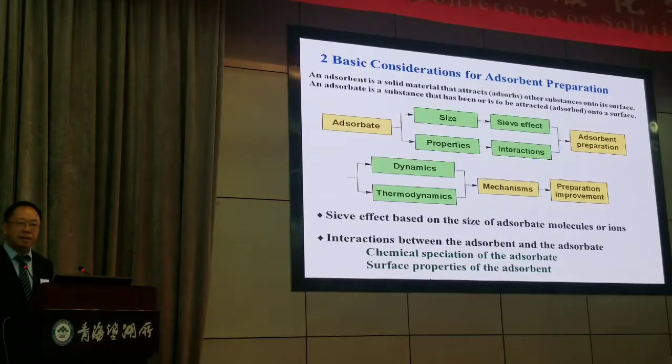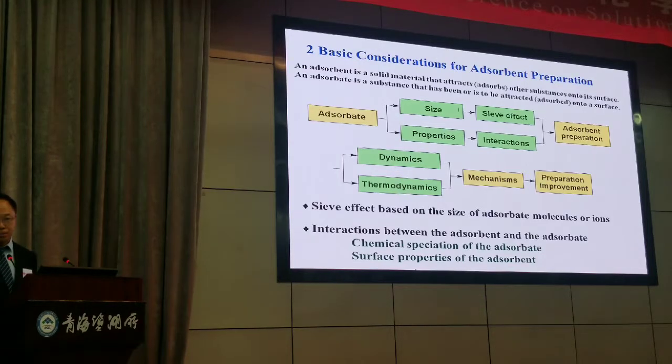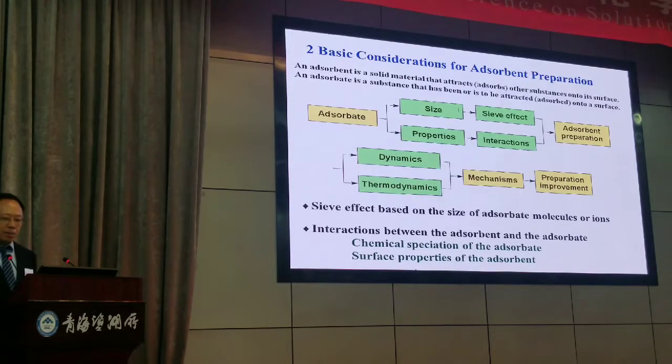When we prepare a specific adsorbent, what should we consider? We should consider the size of the adsorbed molecules or ions. We should consider the physical and chemical properties of the adsorbent, based on the CV effect and the interaction between adsorbents and adsorbates. We can design and prepare an adsorbent with a suitable pore distribution and suitable functional groups.